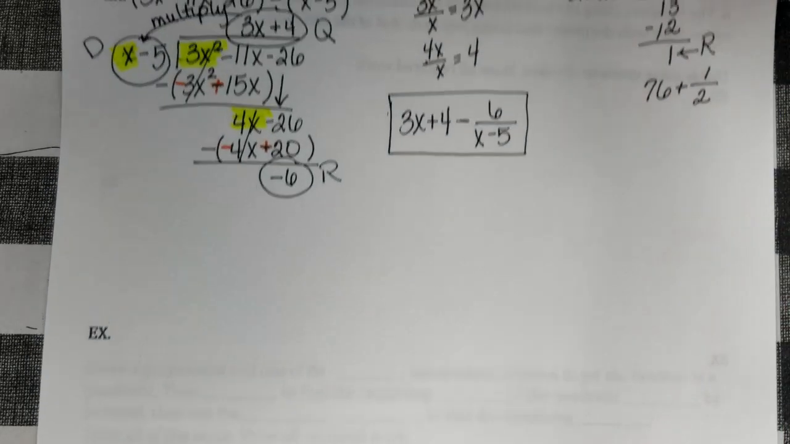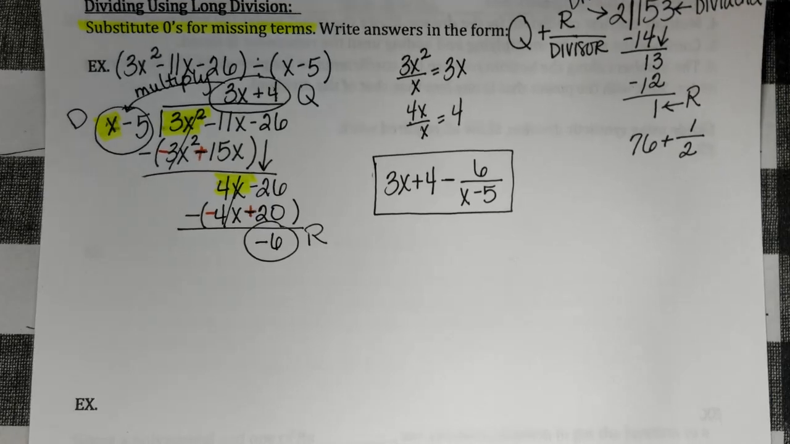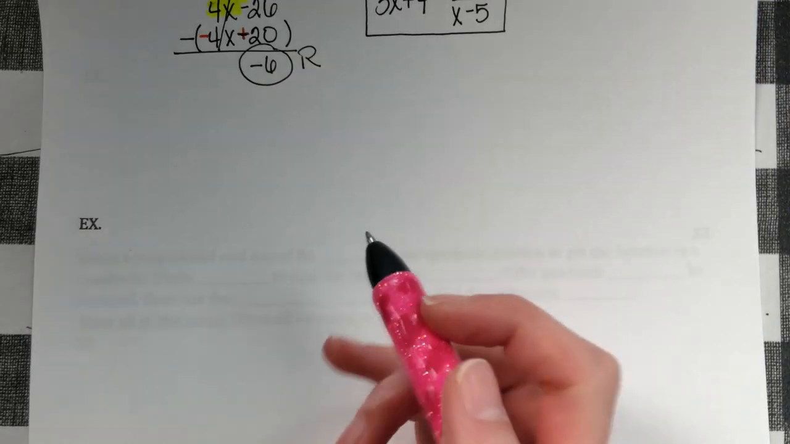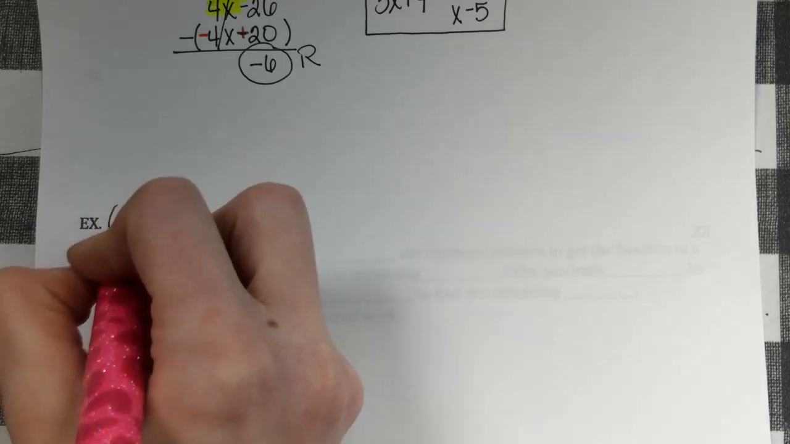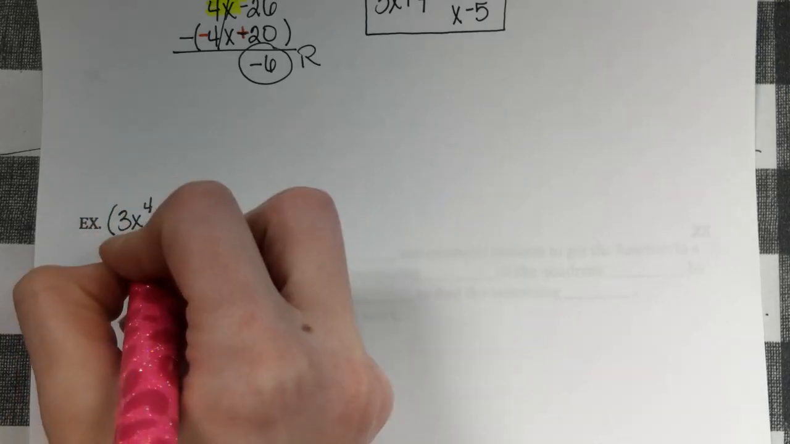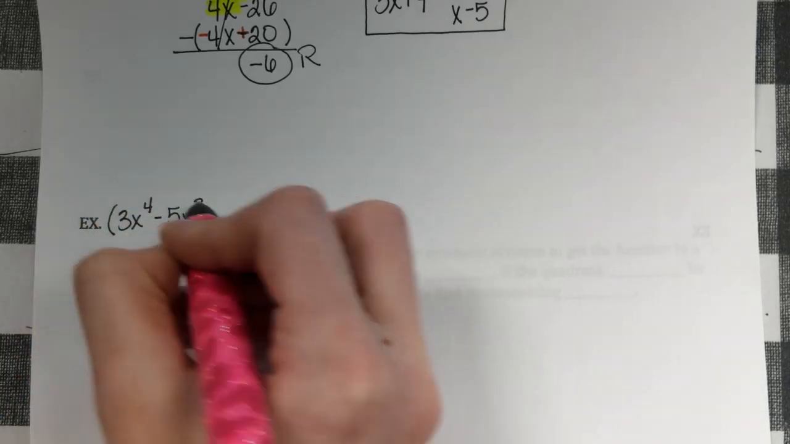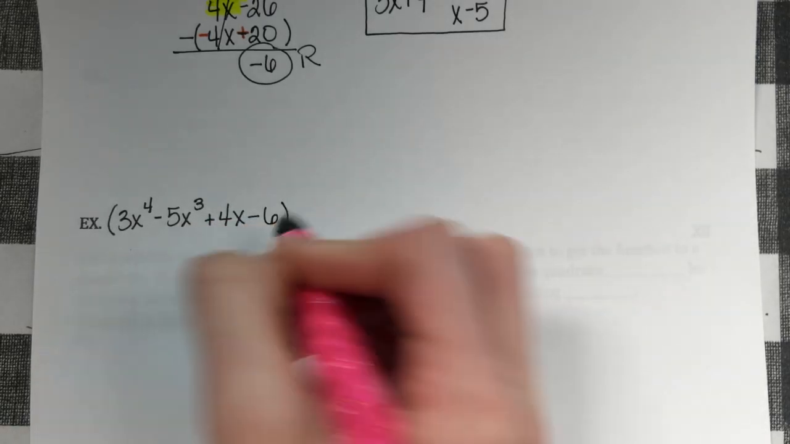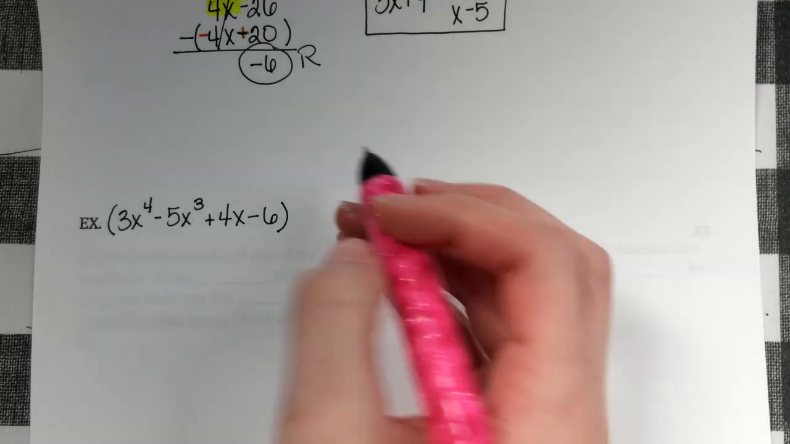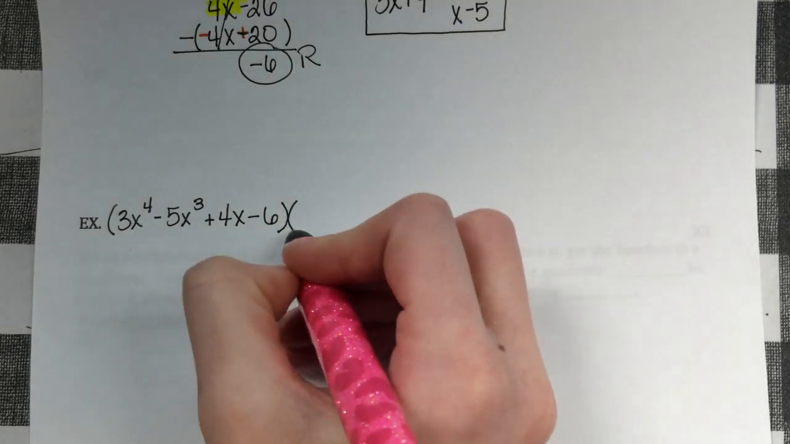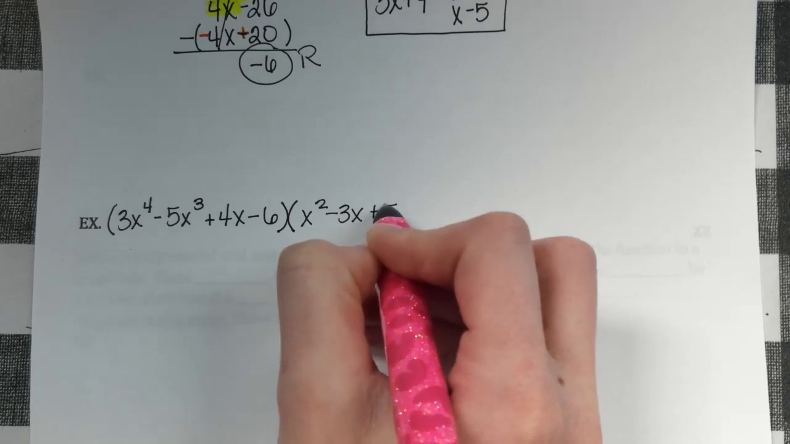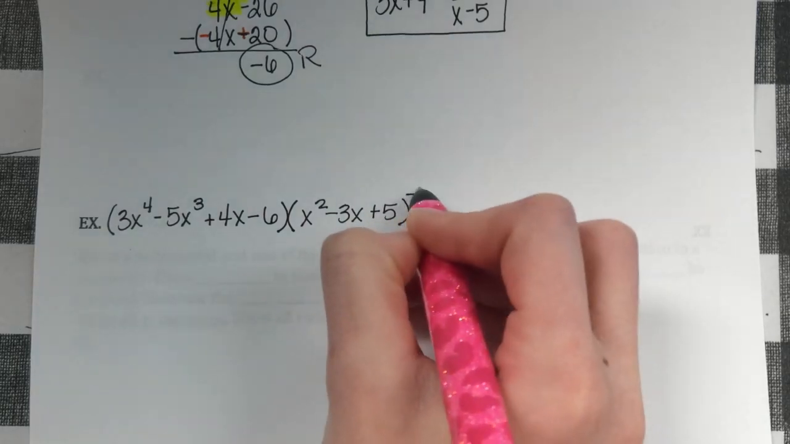So that's something that you would have seen in Algebra 1 because long division is discussed in Algebra 1. Now, this next example is a little bit longer. We have 3x to the 4th minus 5x cubed plus 4x minus 6 in parentheses. And then instead of a division symbol, we have another set of parentheses with x squared minus 3x plus 5, and that is raised to the negative 1 power.